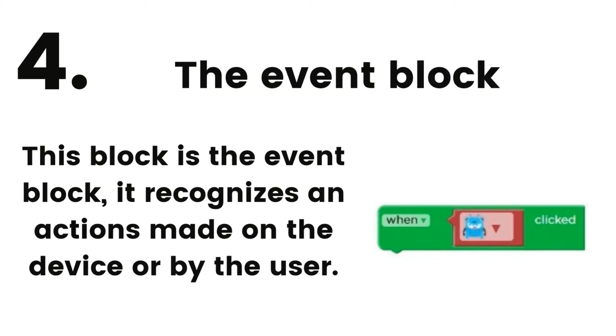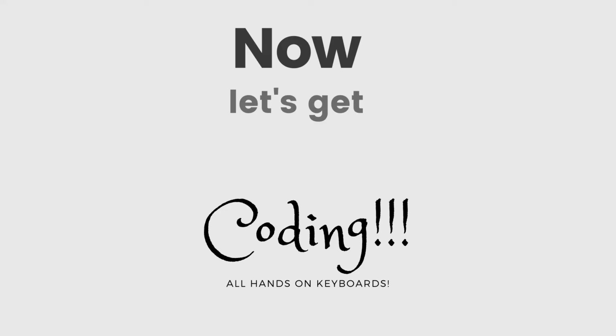And the event block, we've already had a video on this, so you would know if you've seen the video. I would suggest you see that video before we start this one because it gives you a better idea of events, and since it's the main topic. So this block is the event block. It recognizes the specified action of each event made by the user or on the device. Now, let's get coding.